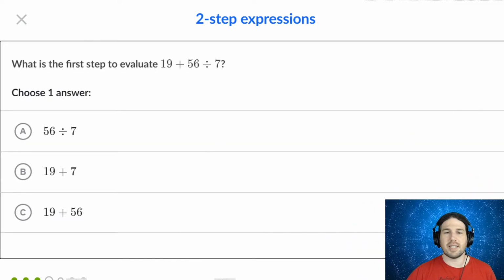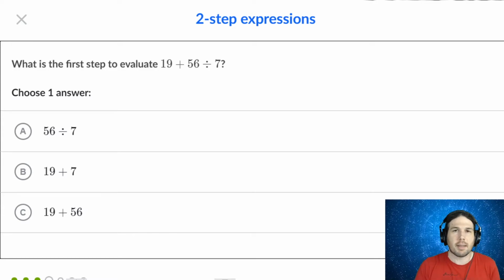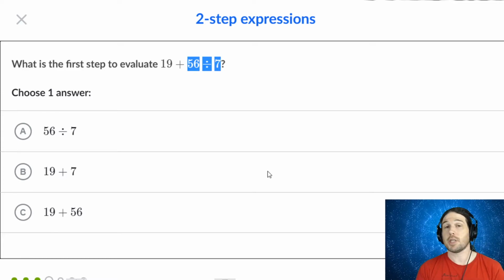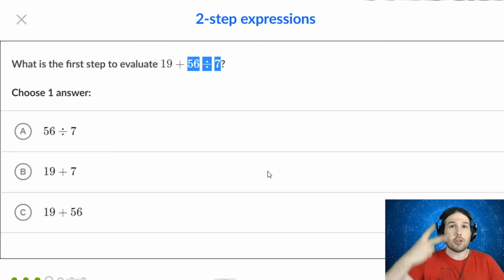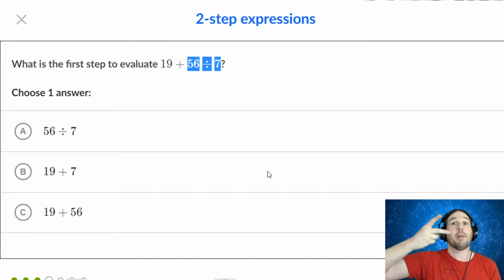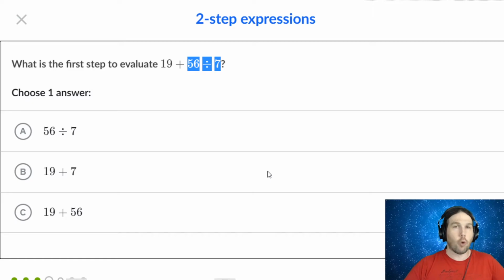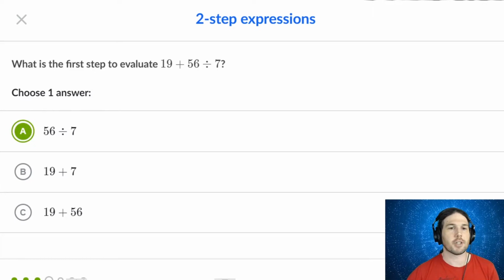What is the first step to evaluate 19 plus 56 divided by 7? Again, this looks like something I would see on Twitter, except this one isn't a trick problem with a trick answer. The first thing you do is the multiplication and division step. Just like addition and subtraction, multiplication and division are not two separate things. They are the same thing, just reciprocal, just flipping the fraction over. So 56 divided by 7 happens in the multiplication and division step, which is before the addition and subtraction step. That's the first thing to go.